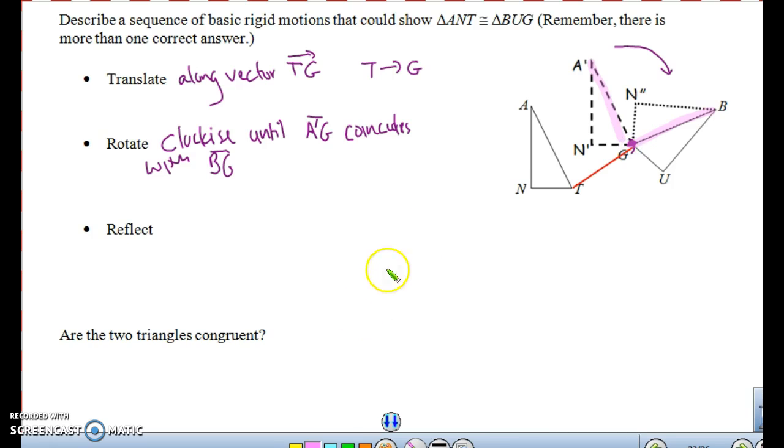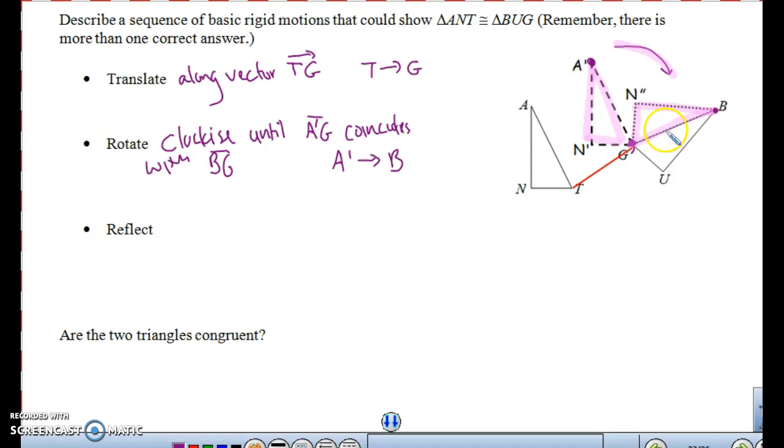So that's going to be my rotation. This triangle will turn like this to end up like this. So now my new triangle is going to be B, G, N double prime. Now notice here, A prime ends up at B. So we have A to A prime to B, so A prime becomes B.